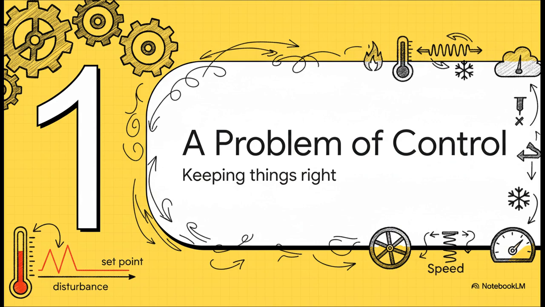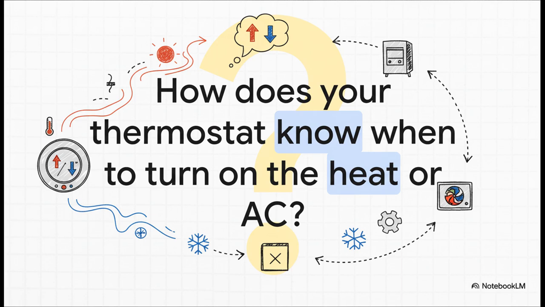How do you keep a system stable? How do you make sure something stays at the exact right temperature, or the right pressure, or the right speed, especially when the world is constantly trying to mess it up? Let's start with the classic example, right? Your thermostat. It seems so simple, but it's solving this exact problem day in and day out.